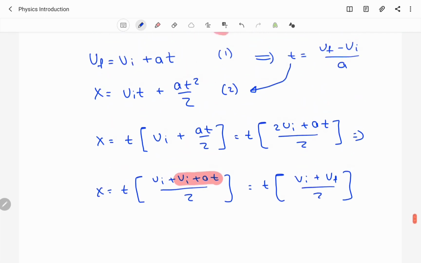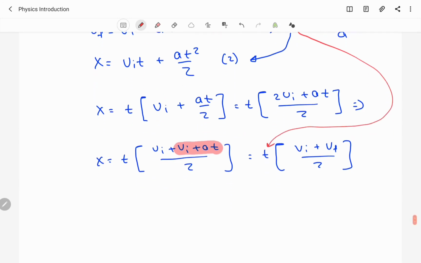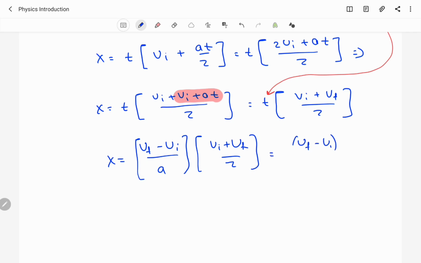So now let me take time and let me replace it with this equation. So x equal to V final minus V initial over 2. This is the time. We need to multiply it by, sorry, there is a mistake. It's not 2. We need to divide by acceleration. Yes, acceleration. We need to multiply by V initial plus V final over 2. And V final minus V initial times V initial plus V final over 2A.